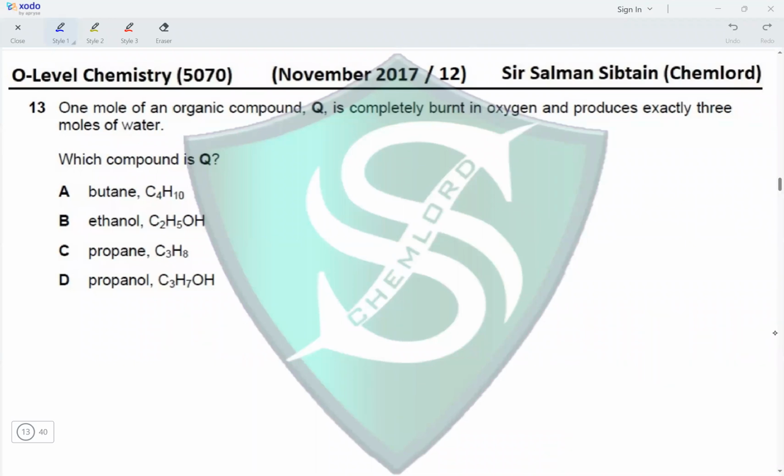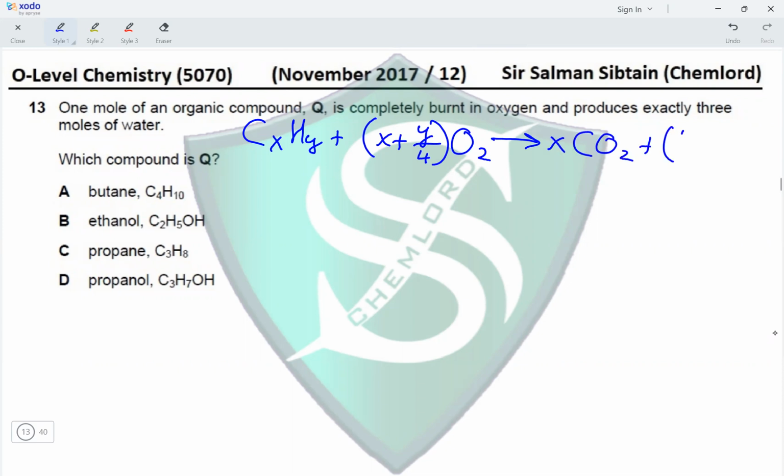Question 13. 1 mole of an organic compound Q is completely burnt in oxygen and produces exactly 3 moles of water. Which compound is Q? So, in the general combustion equation, CxHy plus (x + y/4) O2 gives us x CO2 and y/2 H2O. So, we can use this y value and this formula y/2 H2O to calculate the number of moles of water produced. All we need to do is find out the total number of hydrogen in the given compound.